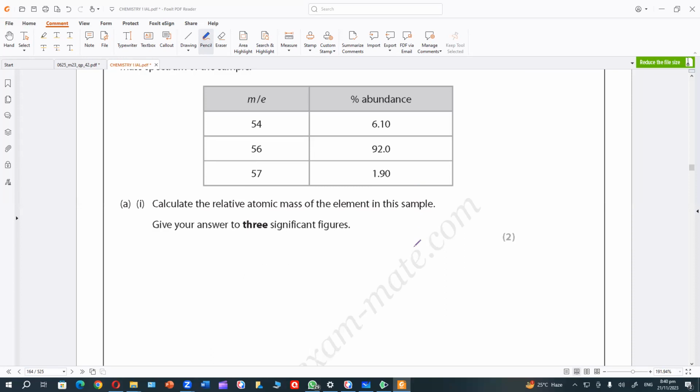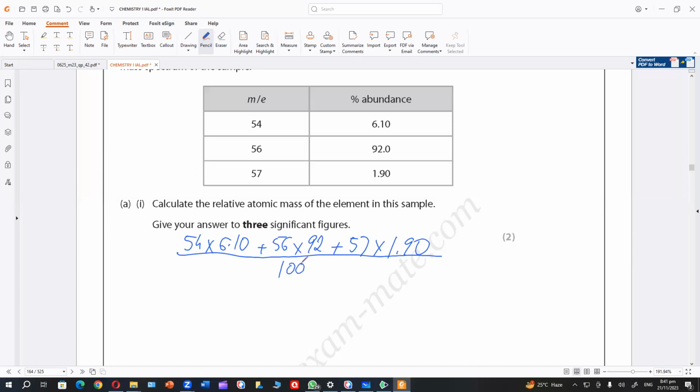This is pretty easy. The 54 times 0.061 plus 56 times... 0.061, not 6.10. But in the end, we will divide it once by 100, no? Yeah, but if you just do it with decimals at first, it would be easier. Right, 57 times 1.9, and then all divided by 100.